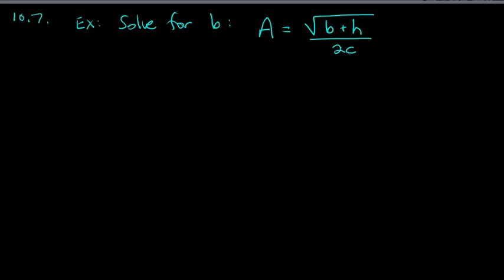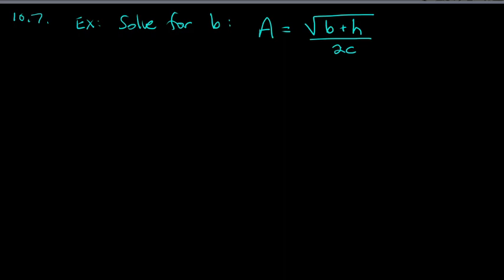Okay, so I just realized that we didn't get to the literal equations in 10.7. So I'm going to do one more example from 10.7, and then I'll move on to 10.8. So we want to solve this equation. Now notice there's a bunch of letters here, A, B, C, H, but we want to solve this equation for the variable b, right? We want to solve this for b, which is right here.